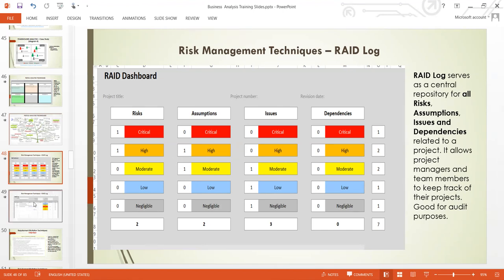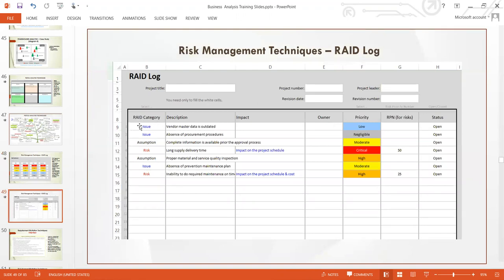Then how do we do the RAID itself? Here is how we capture it. Here we decide whether it's an issue, or whether it's an assumption, or whether it's a risk, or whether it's a dependency. So when we capture, under RAID, we decide which one we are capturing. For instance, here is an issue. We captured it under issue and described it. Like you can see here, the issue is that vendor master data is outdated. Under the impact, the impact is not stated here. And the owner has not been assigned. We have not assigned an owner to this particular issue.